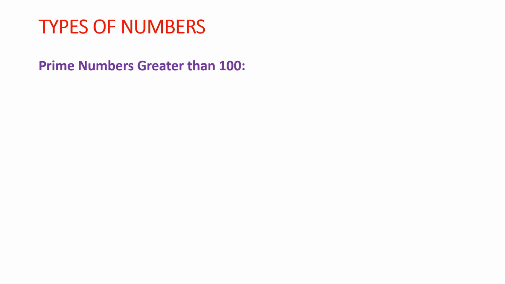We have already seen the list of prime numbers up to 100. Now we will see, for numbers greater than 100, how to find whether the given number is a prime number or not. Let's take an example. We have to find whether 191 is a prime number or not. As a first step, we find the number closest to the square root of the given number. So 14 is very close to the square root of 191.